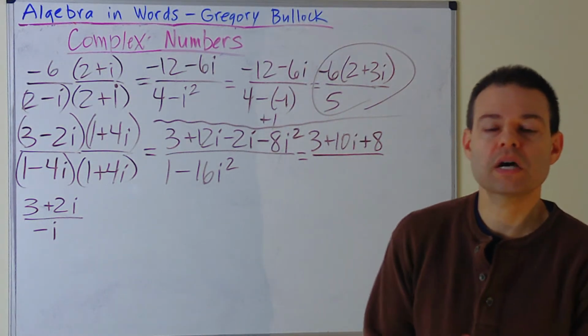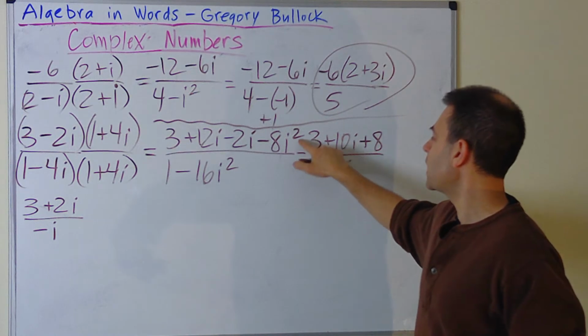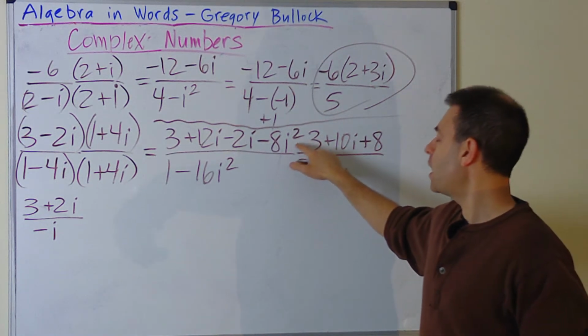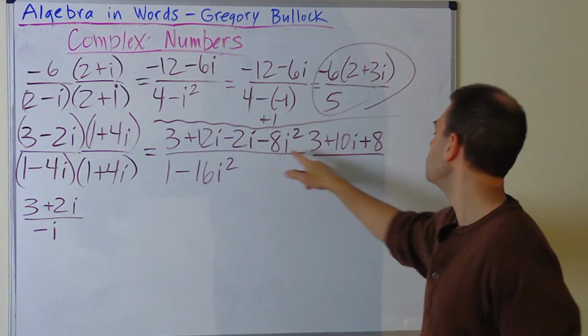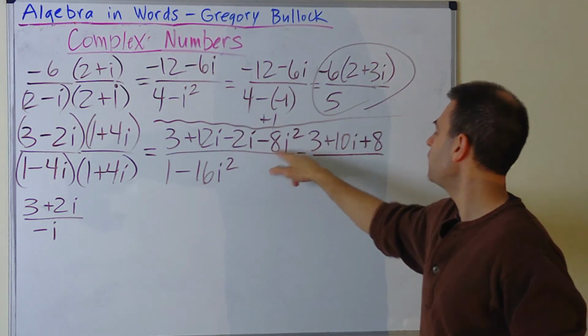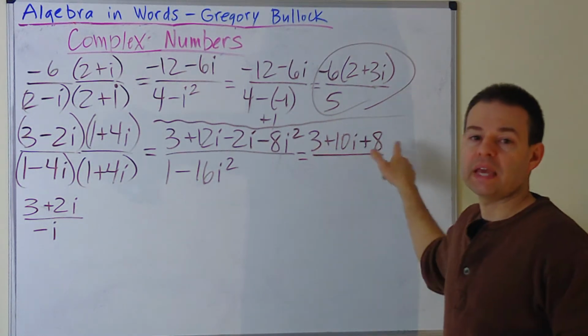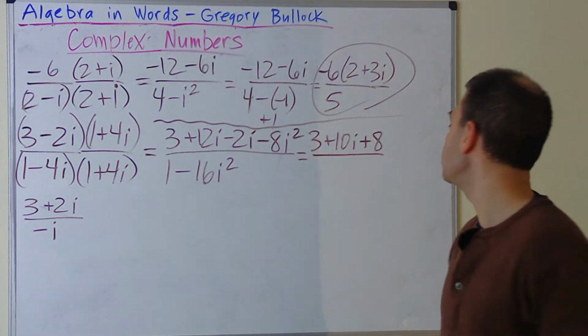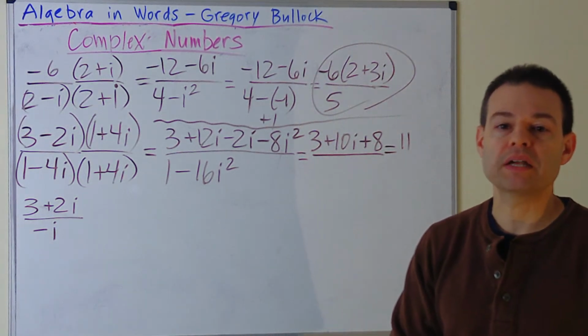And let's see the top through to the end. Now that we converted the i squared to negative 1, and then negative 1 times negative i, change the sign of this negative 8 into positive 8. Now we have like terms, the 3 and the 8, which we can combine to 11, and the top becomes 11 plus 10i.